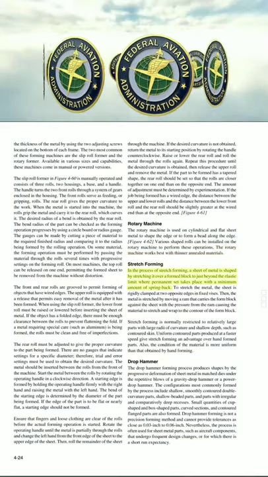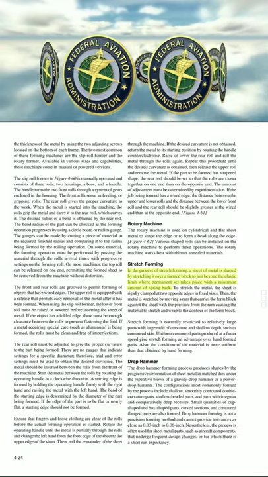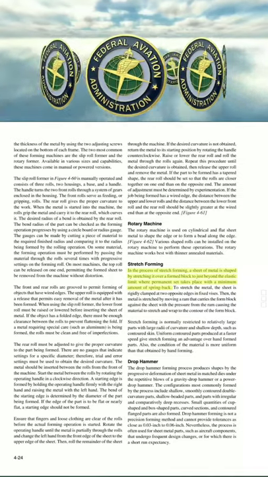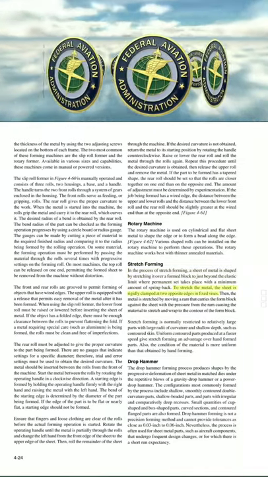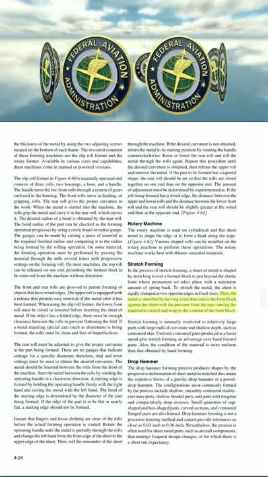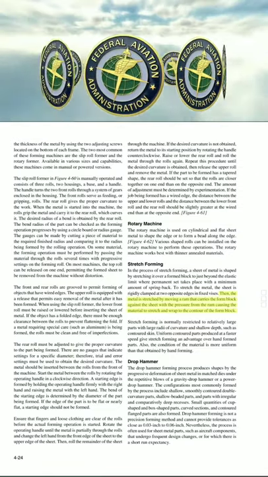Stretch forming. In the process of stretch forming, a sheet of metal is shaped by stretching it over a form block to just beyond the elastic limit, where permanent set takes place with a minimum amount of spring back. To stretch the metal, the sheet is rigidly clamped at two opposite edges in fixed vises. Then, the metal is stretched by moving a ram that carries the form block against the sheet, with the pressure from the ram causing the material to stretch and wrap to the contour of the form block.